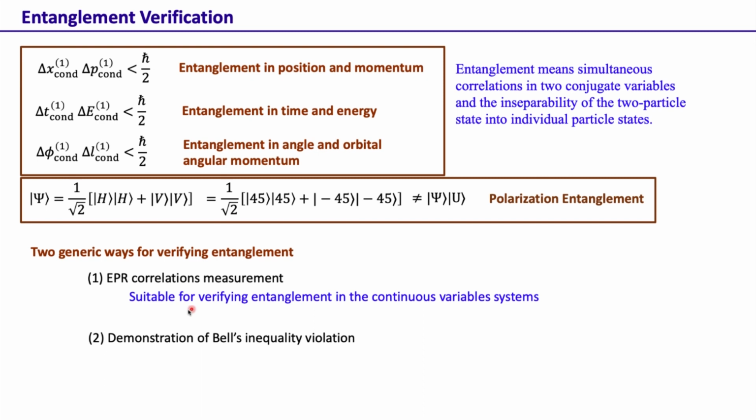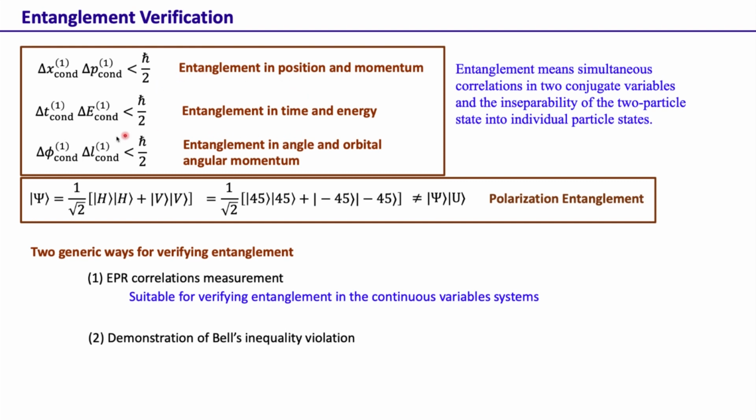Now this EPR correlation is suitable for verifying entanglement in the continuous variable system, because for continuous variable systems we can construct this conditional Heisenberg uncertainty. So for position, momentum, time, energy, angle and OAM, EPR correlation measurement or the conditional Heisenberg uncertainty measurement is quite suitable for verifying entanglement. That means if we do the experiment and we do find that delta x conditional times delta p conditional is less than h bar by 2, then we can say that yes, the two particle state does have entanglement in position and momentum.